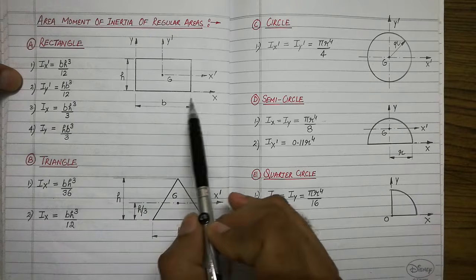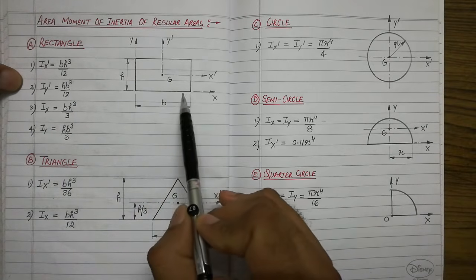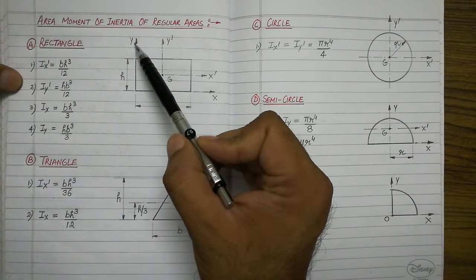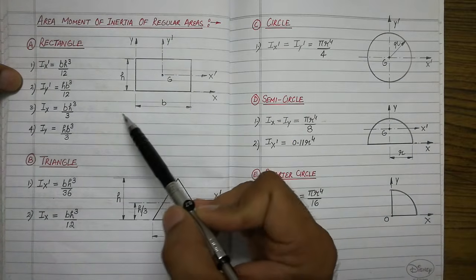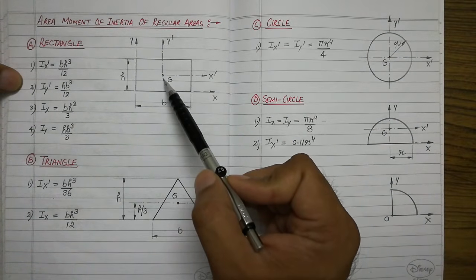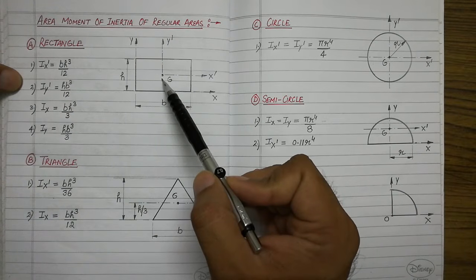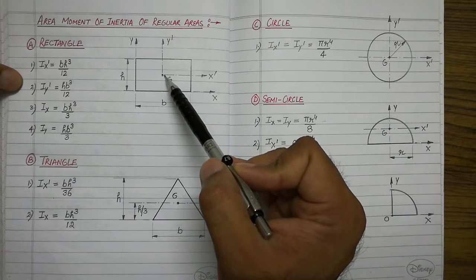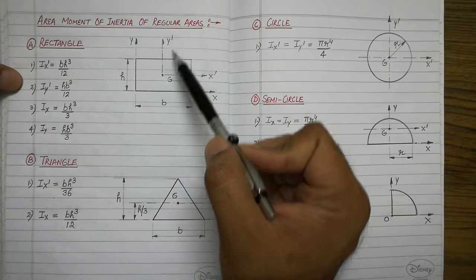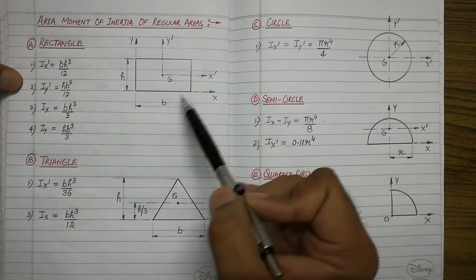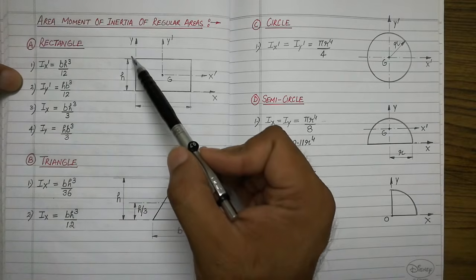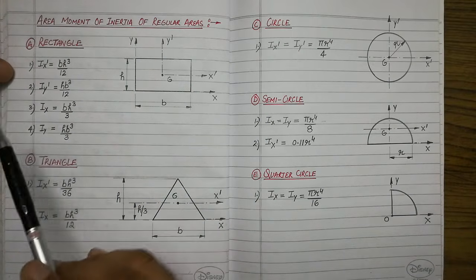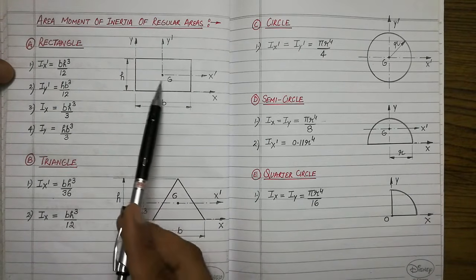Over here one rectangular area is shown, and along its base one axis is taken, that is named as x axis. Along its left side one vertical axis is taken, labeled as y axis. Its centroid is also shown, and from that centroid two centroidal axes are drawn, one along the x direction labeled as x dash, and another along the y direction labeled as y dash. The length of the rectangle is b units, and its height is h units. Let us first see the moment of inertia along these two centroidal axes.